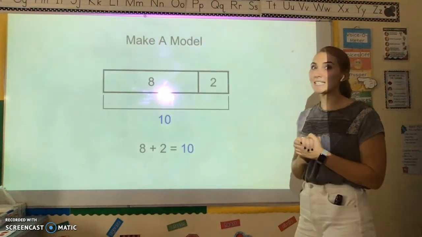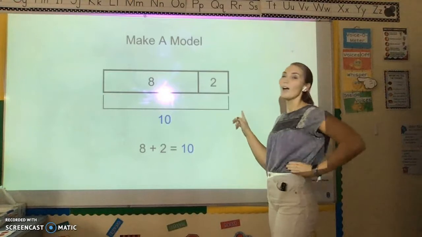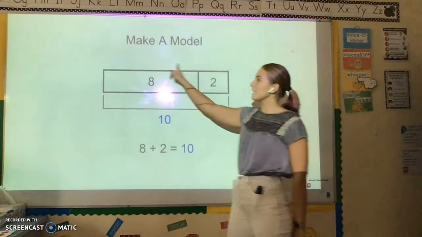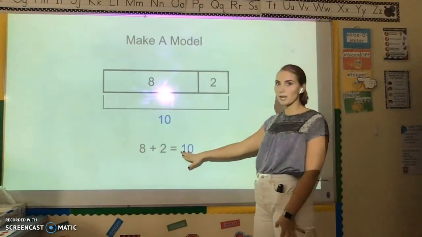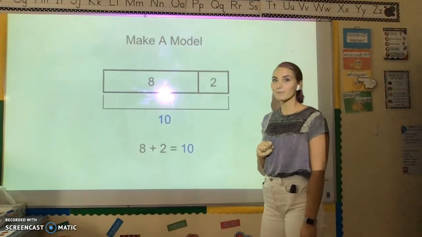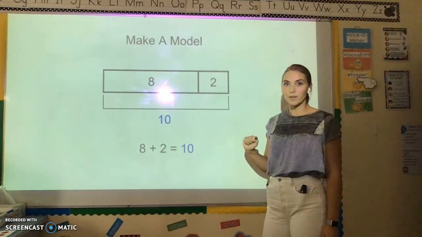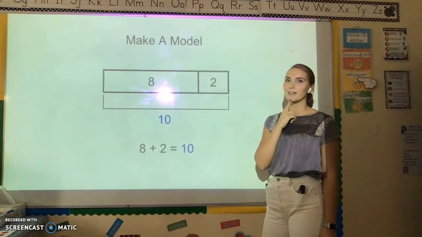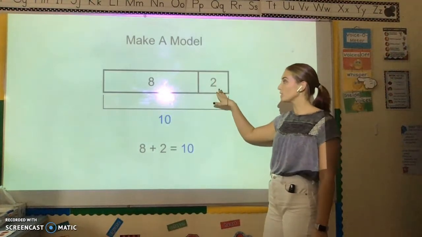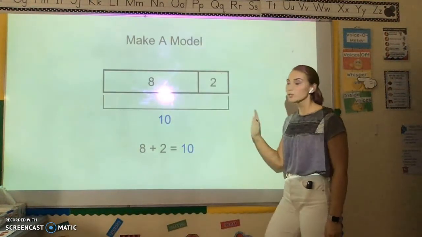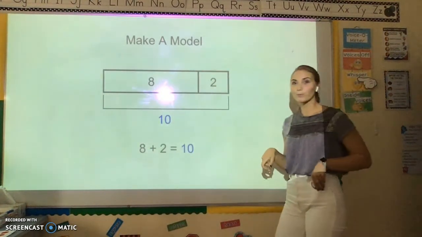All right. This is our new strategy. Everybody say, ooh. We are going to be using these boxes to show an addition sentence. So, can you read this addition sentence in your brain for me? It says, 8 plus 2 equals 10. Do you see 8 plus 2 equals 10 in our model? 8 plus 2 equals 10. So one part plus another part equals the whole.